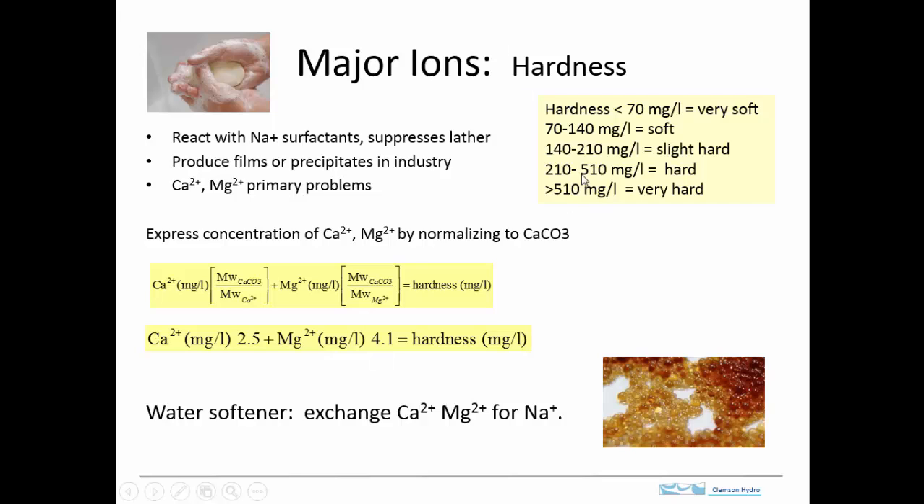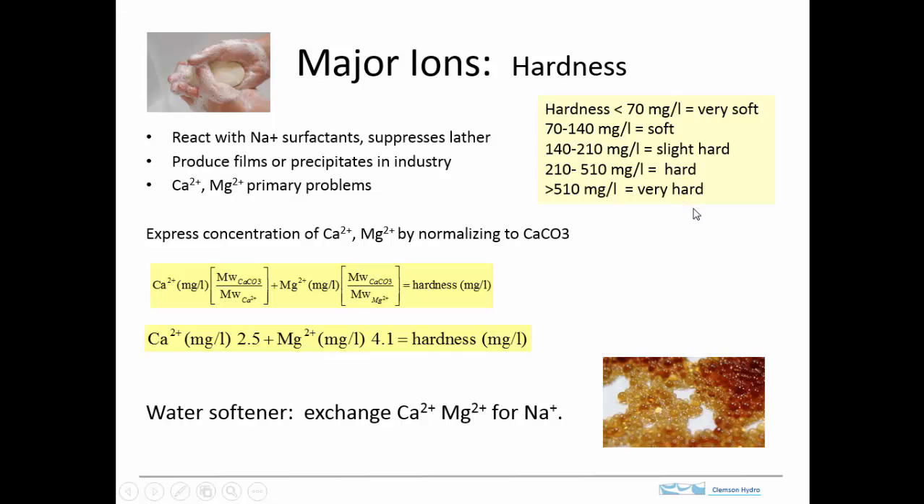And here's the range of concentrations for different hardnesses of water. If it's less than 70 milligrams per liter, it's considered very soft. And if it's greater than 500, it's very hard. Soft water is 70 to 140, and if it's greater than 140, 210, it's slightly hard. If it's greater than 200, it's considered hard water.